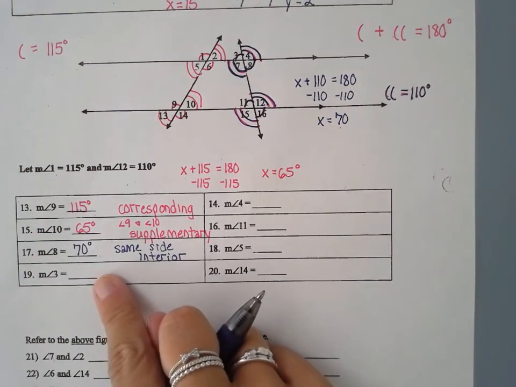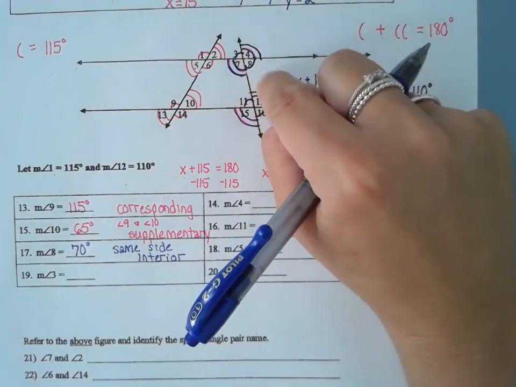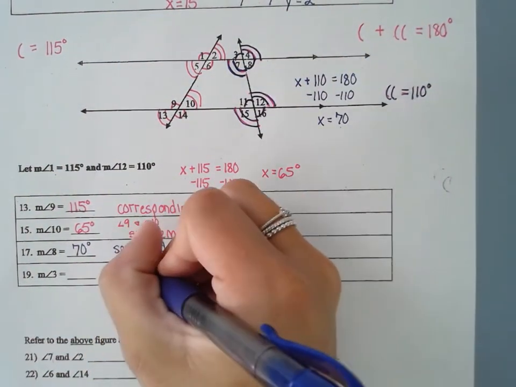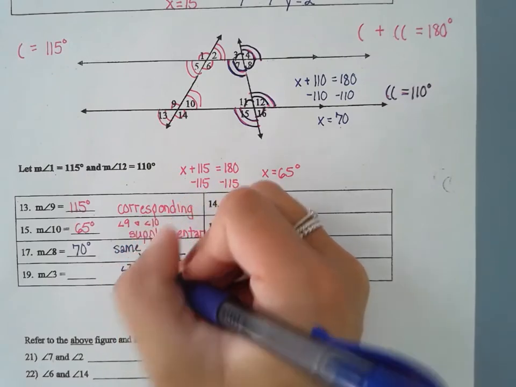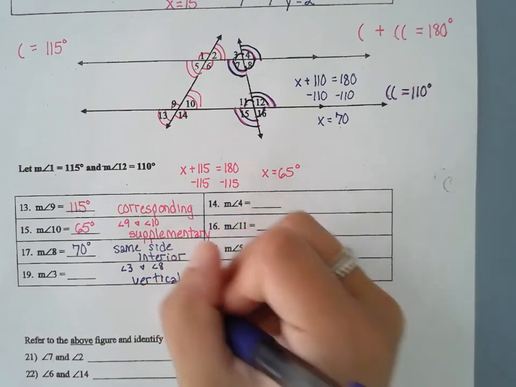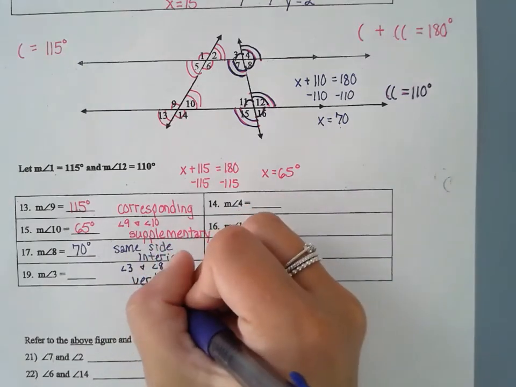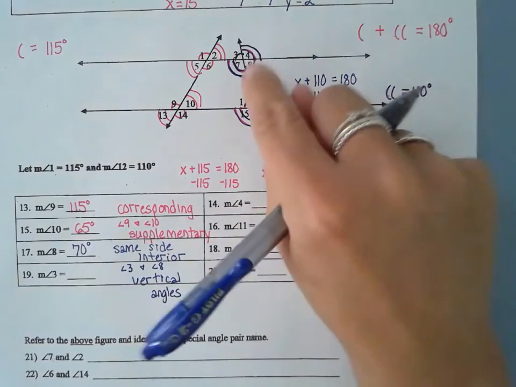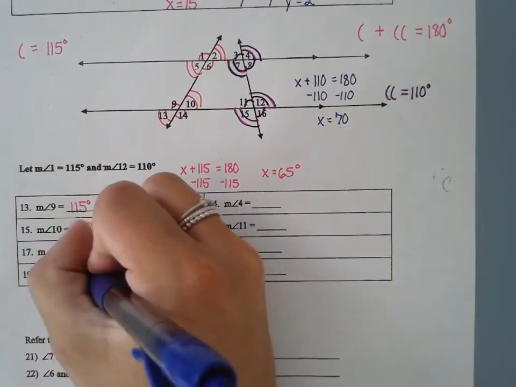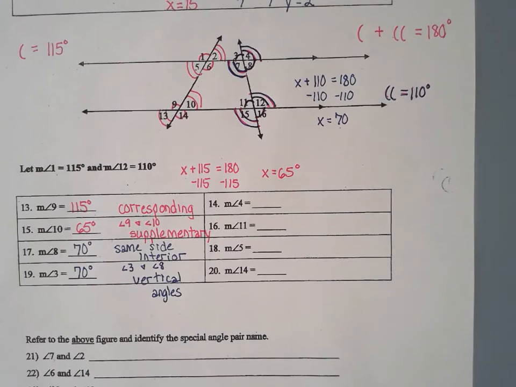Angle 3 is actually congruent to angle 8. So angle 3 and angle 8 are what we call vertical angles. So since these two are vertical angles and are congruent, that means that angle 3 must also be 70 degrees.